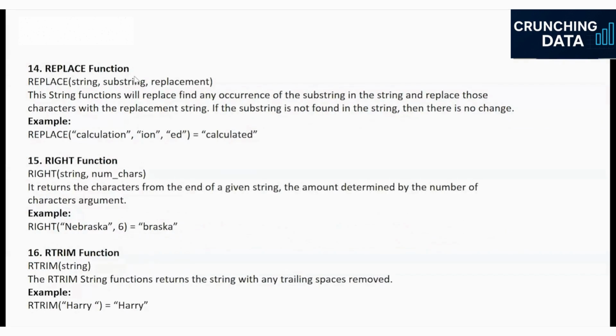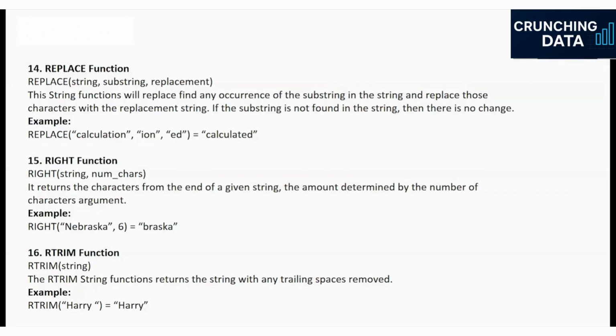Then I have the replace function. This replace function is very useful when you want to replace part of a string with a substring. So let's say I have the value as calculation and I want to take this ION out of it and add ED just at the end of it, which makes calculation into calculated. To do that, I'll pass this calculation inside this replace function. I'll specify what element I want to replace and what the replacement for that element is. You can see the syntax over here. First, I have to write the string followed by the substring that I want to replace and the replacement that I want to add. Then we have the write function.